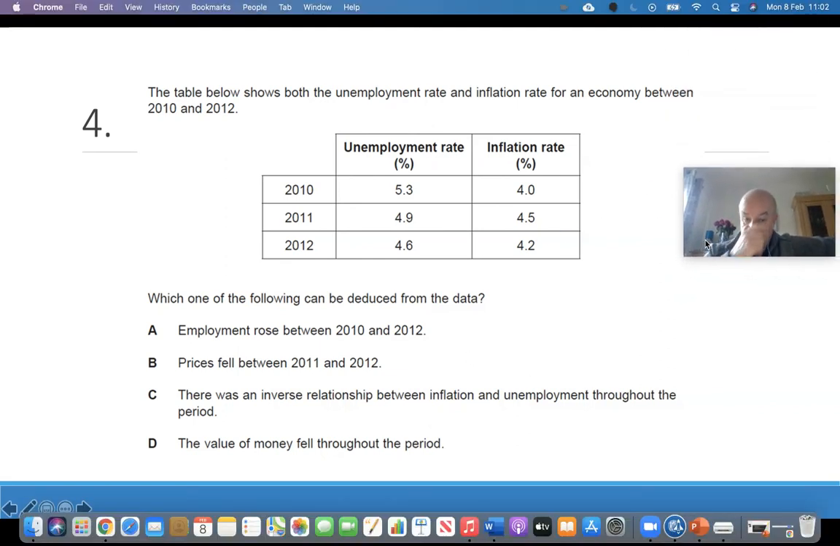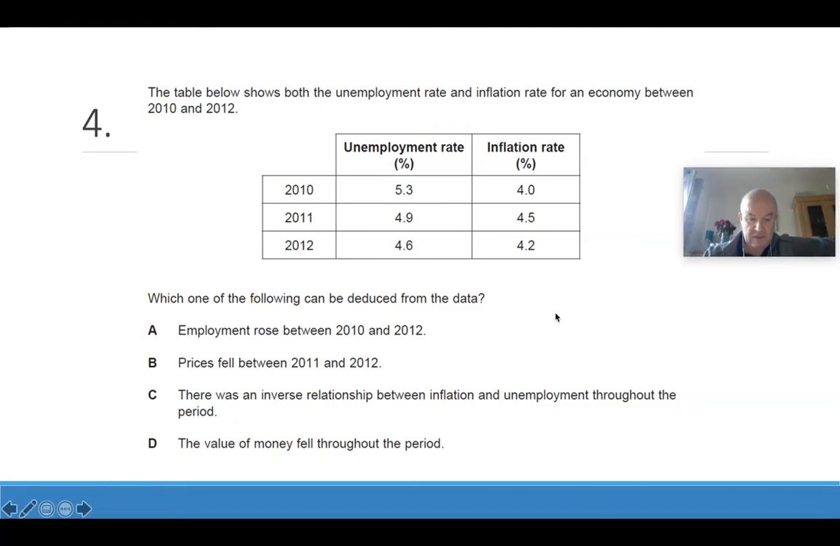In this instance, the table below shows the unemployment rate and inflation rate for an economy between 2010 and 2012. Which of the following can be deduced from this data then? Okay, so looking at the data, we've got unemployment rates and inflation rates, and obviously in this instance we need to look at that information and then look at the different options as far as the responses are concerned.